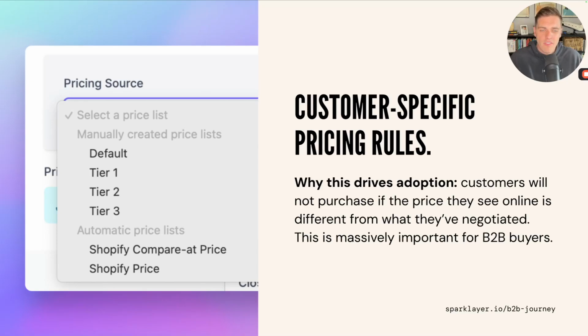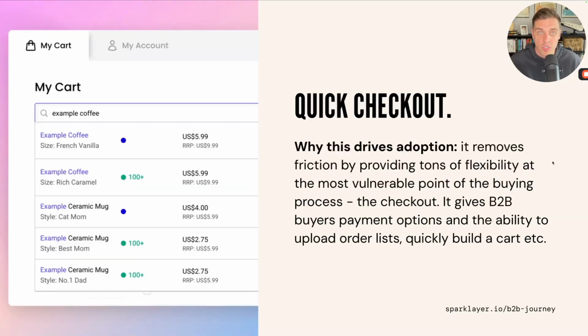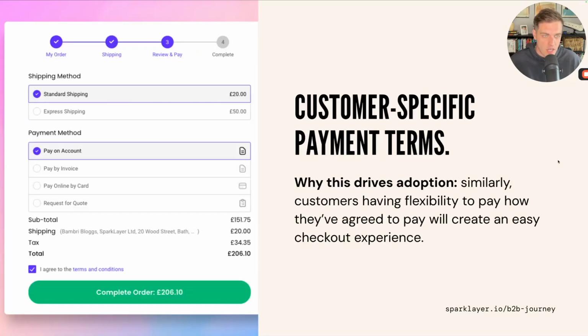Again, if I've negotiated 10% off every product, or I've negotiated $20 off these items in this category, and then I log on to your website and I see the full retail price and I don't know how to get my discount that I've already negotiated with my sales rep, I'm just going to leave, or I'm just going to pick up the phone and I'm going to call my sales rep and say, hey, can you place this order? Either way, I'm not getting that customer to adopt my e-commerce platform. So like I said, they will not purchase if the price they see online is different from what they have negotiated. This is really important for business buyers, okay?